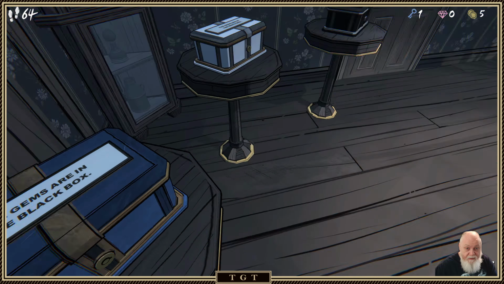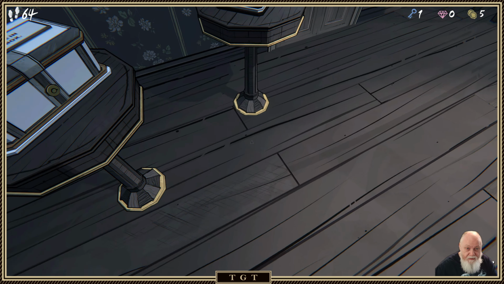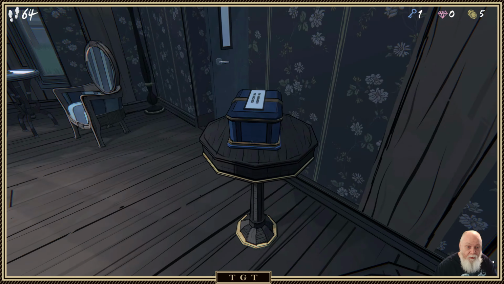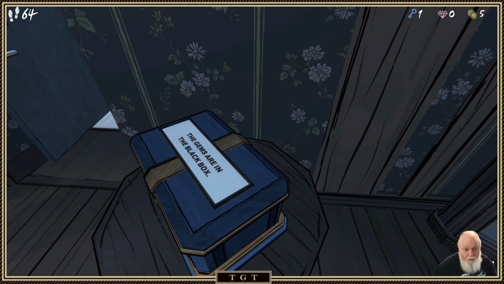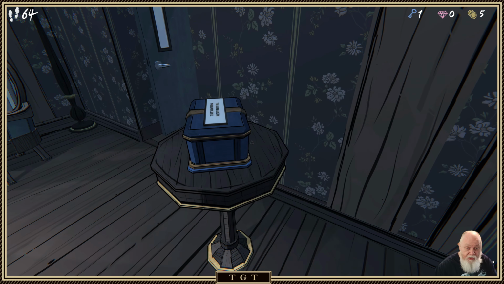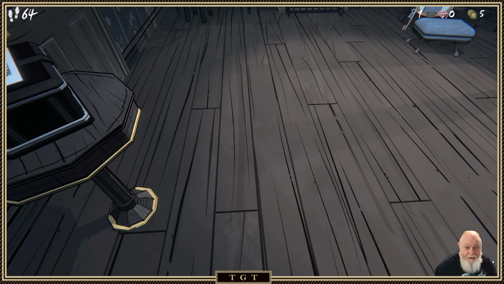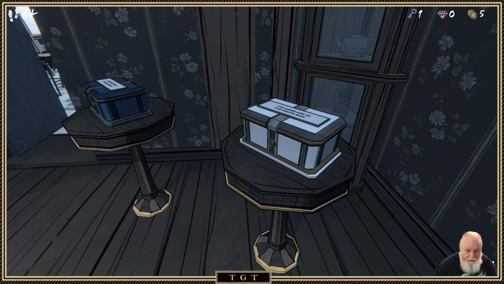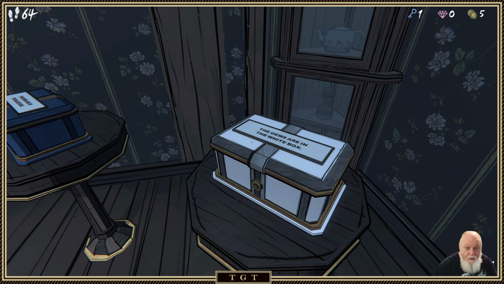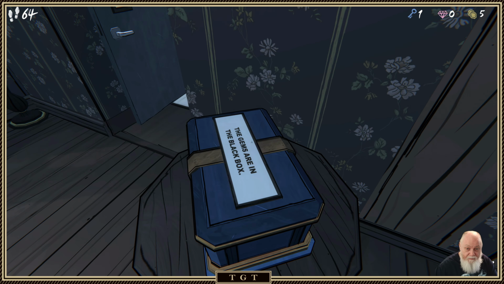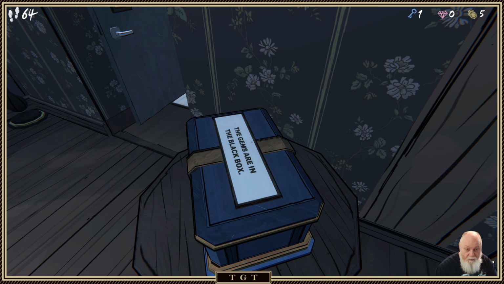This says the gems are in the black box. This one says the gems are in the white box. Well, these can't both be true. If these can't both be true, then we are living in the world where they are both false, because this can't be true at the same time that this is true.